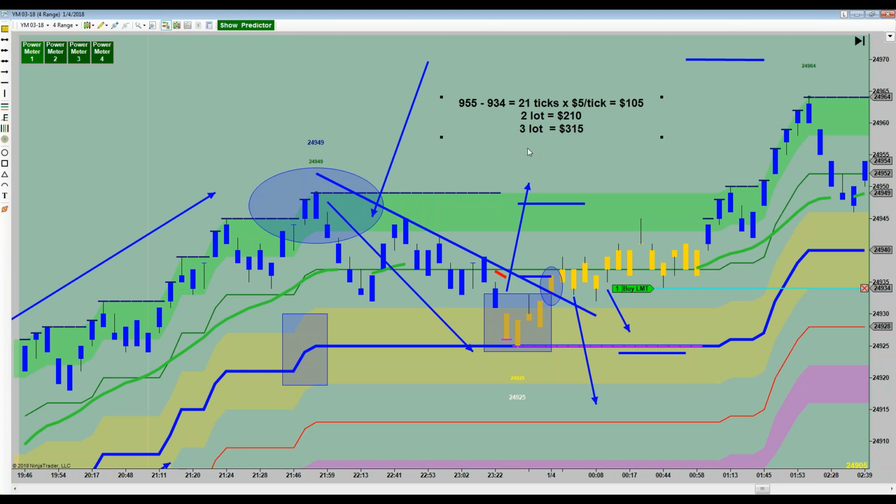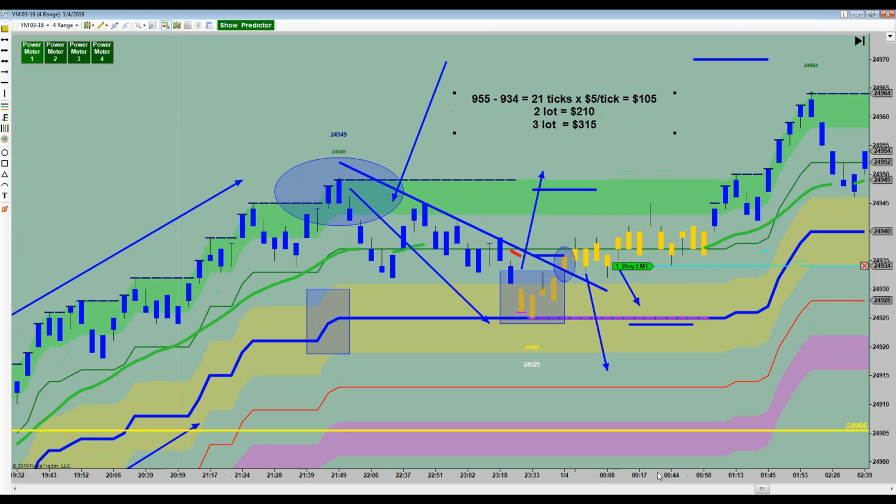Now, let's say that you have the experience to trade 3 lot and you made $300 on this trade. How many of you would keep trading? How many of you would stop? If you made $300. Show of hands. Let's say it was $315 less commission, so it's roughly netting somewhere around $300. How many of you would stop trading? How many would keep going?